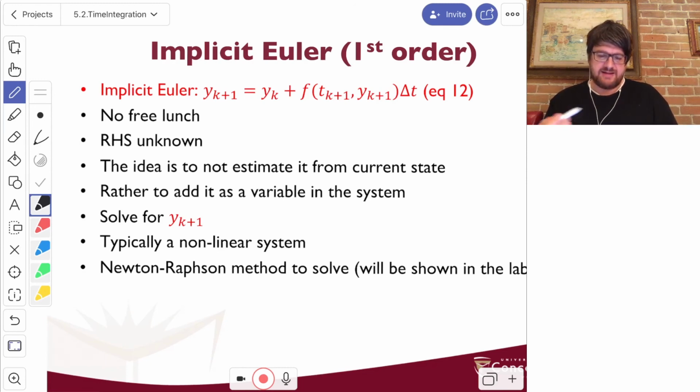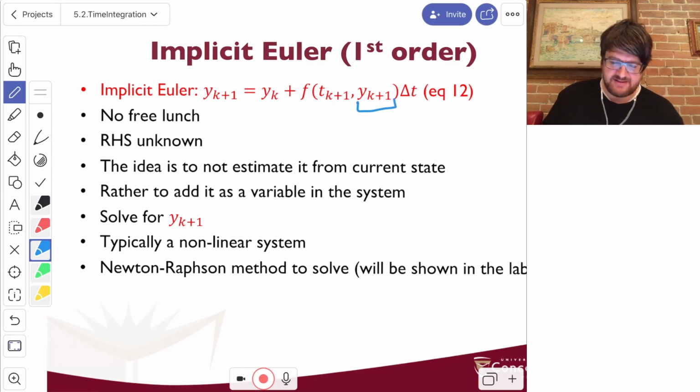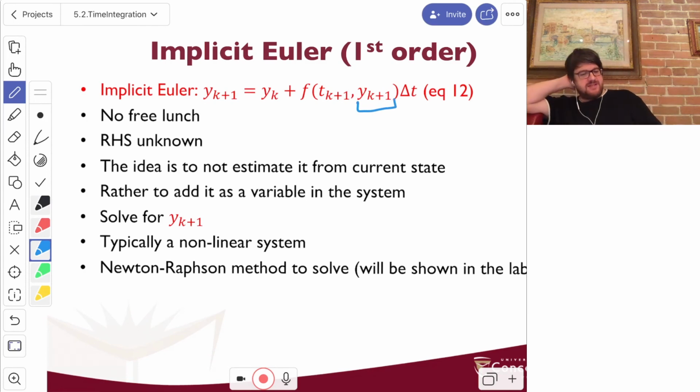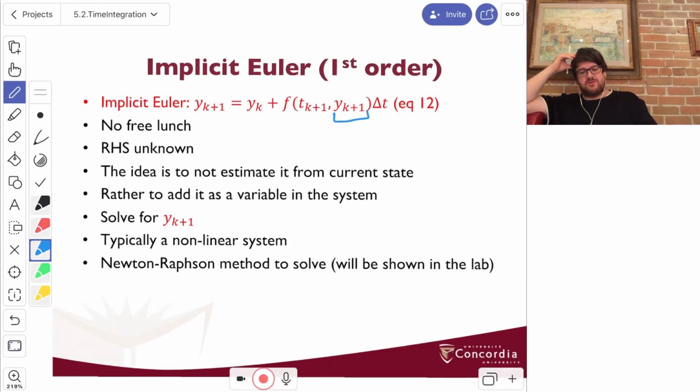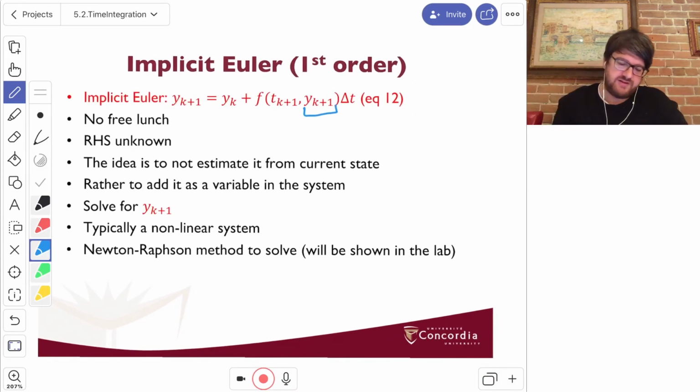Here, the right-hand side has unknowns. I mean, tk plus 1 is not unknown, but yk plus 1 is unknown. So f is a function of yk plus 1, which is unknown. And the problem is that this is an equation which is typically a non-linear equation. So we have to have some sort of non-linear solver. Typically, the Newton-Raphson method is pretty efficient, and it's used to solve this equation quite well.